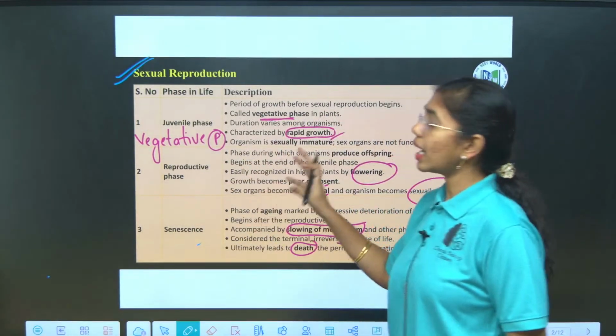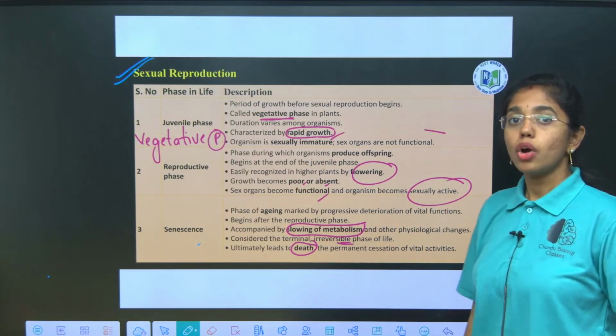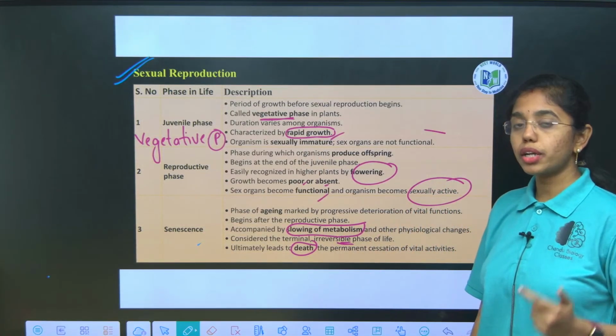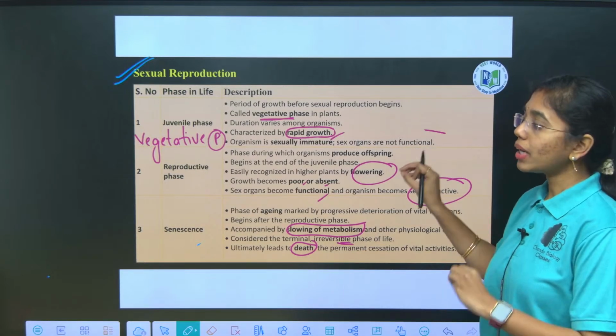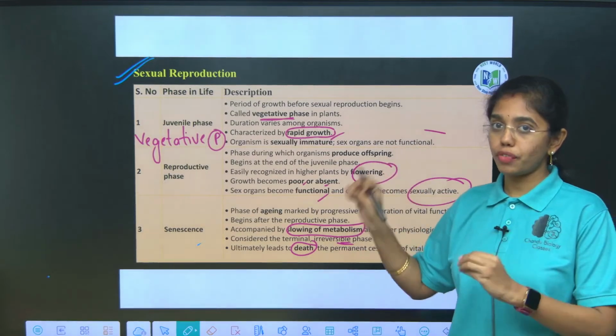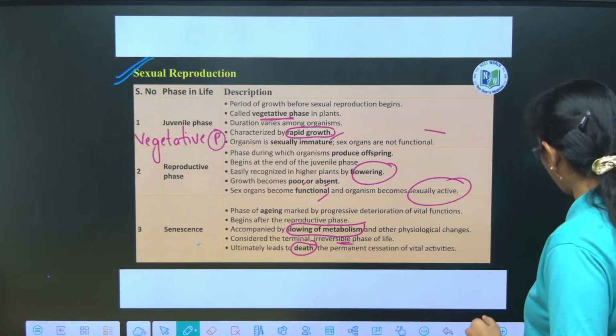The only thing you have to note from this slide is what the juvenile phase is, what the reproductive phase is and what the senescence phase is, and what the characteristic features of each phase of life are. That's it. Very simple.